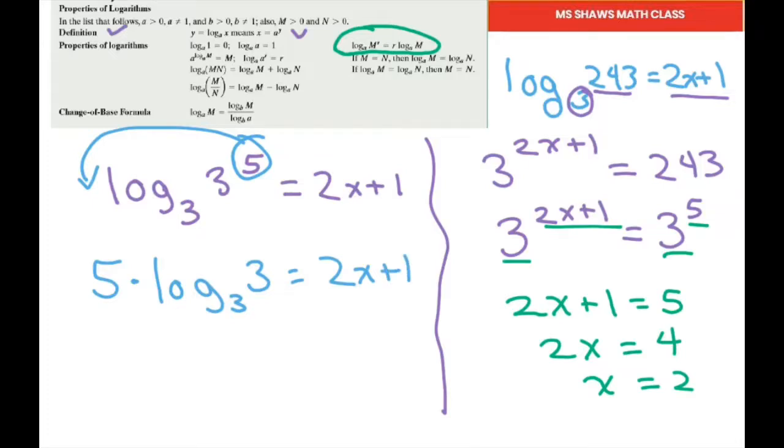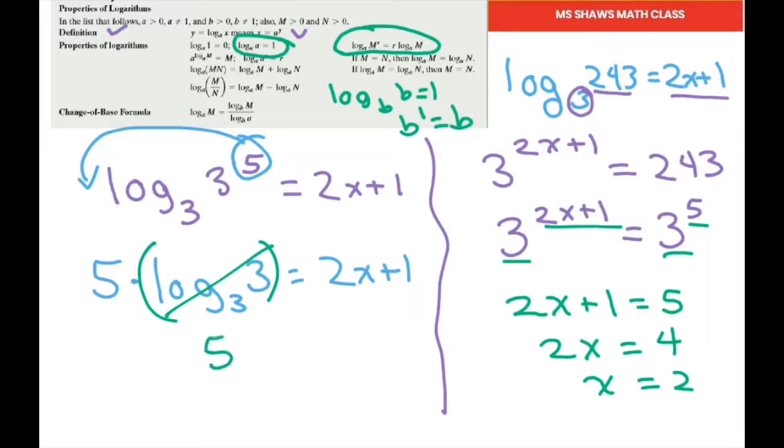Now, log base 3 of 3, this part right here, just equals 1. Log of a base equals 1 because any base to the first power equals the base. So if this is just 1, you have 5 times 1 is 5 equals 2x plus 1. And you're back right where you started. So your solution set is 2.